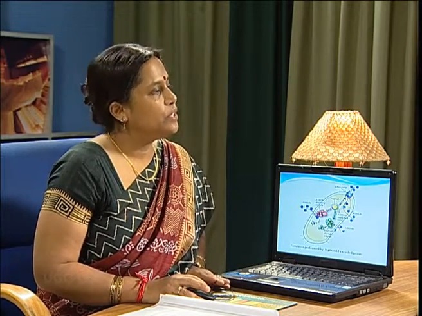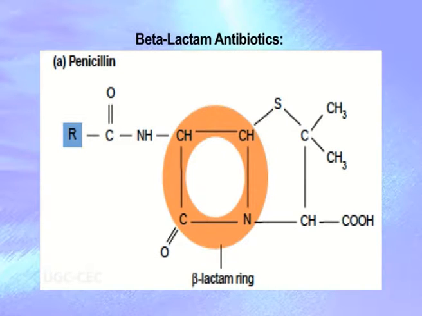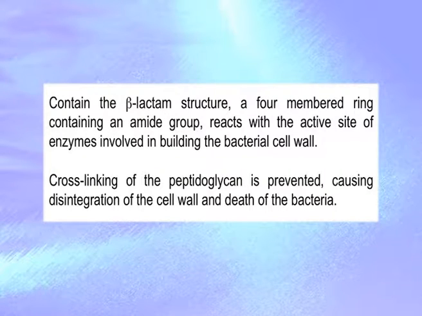We will take up different antibiotics and their plasmid-mediated development of resistance. Here we can see a figure which shows that sulfonamide resistance, beta-lactam resistance, tetracycline resistance, chloramphenicol resistance and streptomycin resistance are mostly mediated by plasmids. Next we take up the beta-lactam antibiotics. Beta-lactam antibiotics are active because of the existence of the beta-lactam ring, which contains an amide group. It reacts with the active site of the enzyme which is involved in building the bacterial cell wall.